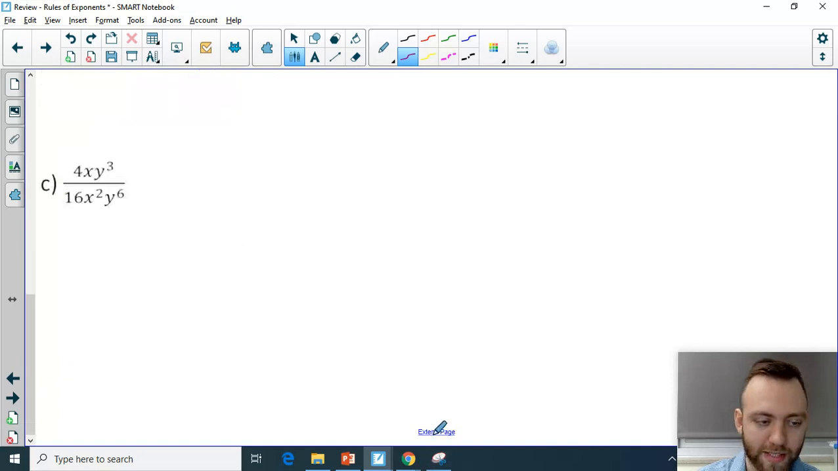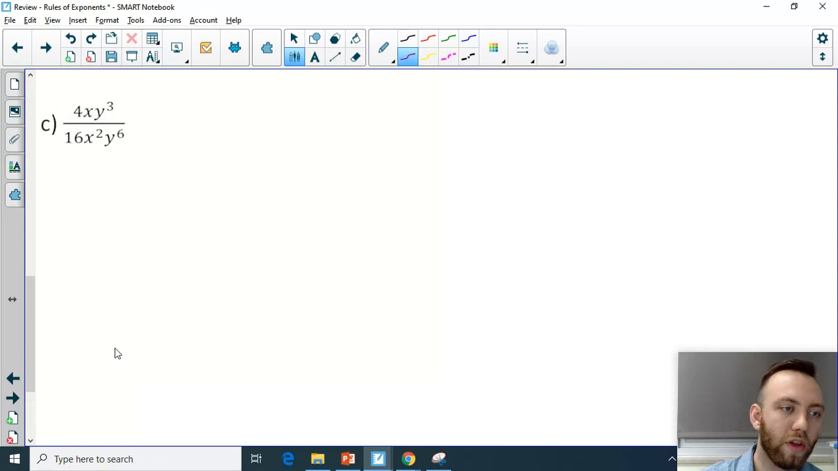Now, our last example here, we have, again, I'm just going to do the numbers first. You can do 4 and 16. 4 divided by 16, that's going to leave a 4 in the bottom, right? Because 16 is 4 times 4, so 1 4 would cancel. And that's just simplifying fractions, which we should be somewhat okay with.